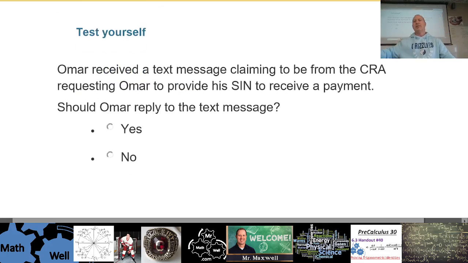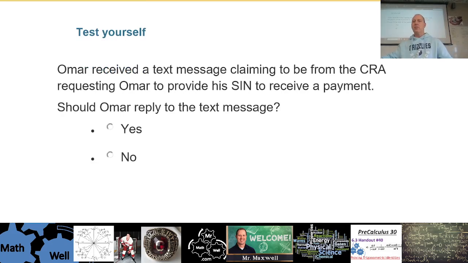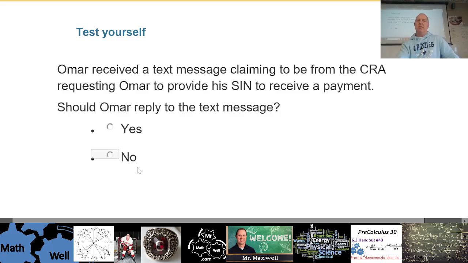Okay, Omar received a text message claiming to be from the CRA requesting Omar to provide his SIN to receive a payment. Should Omar reply to this text message? Okay, so CRA will not send you a text saying, give me your SIN number so you can get a payment. They will not do it that way. So no, you should be very careful not to give your social insurance number to anyone over text.